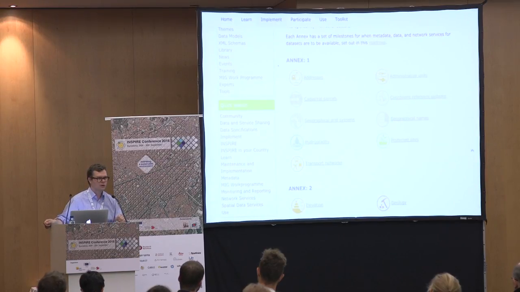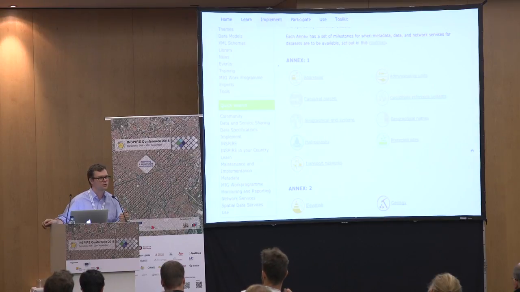So what kind of service types are you using? I suppose Annex 1 is mostly Web Feature Service and Atom. How many of you are actually using or have existing Atom plus OpenSearch services for Inspire data?